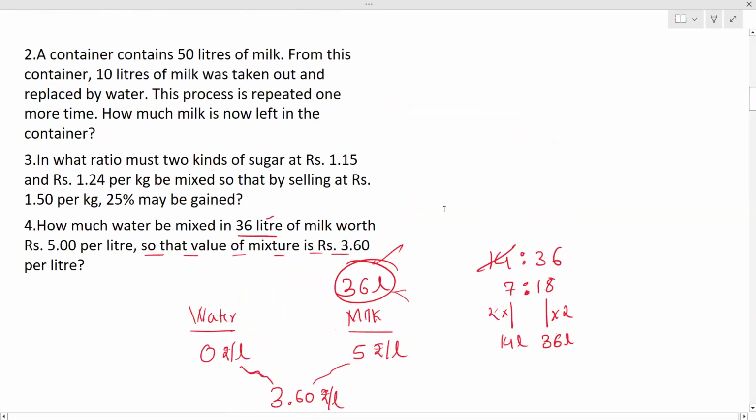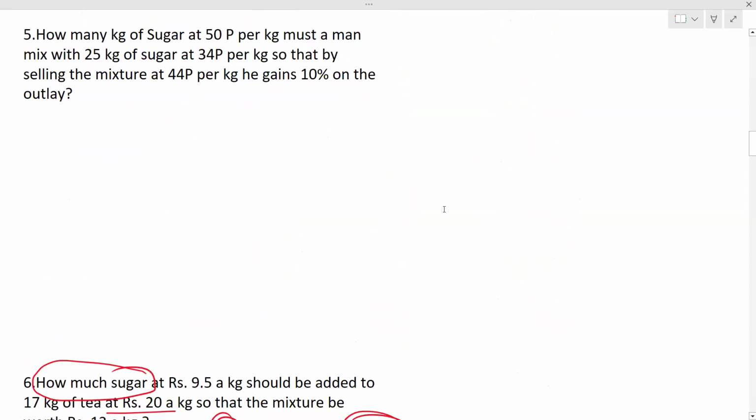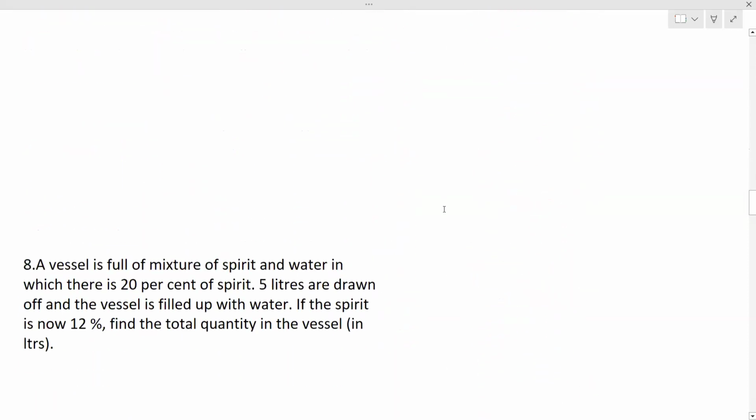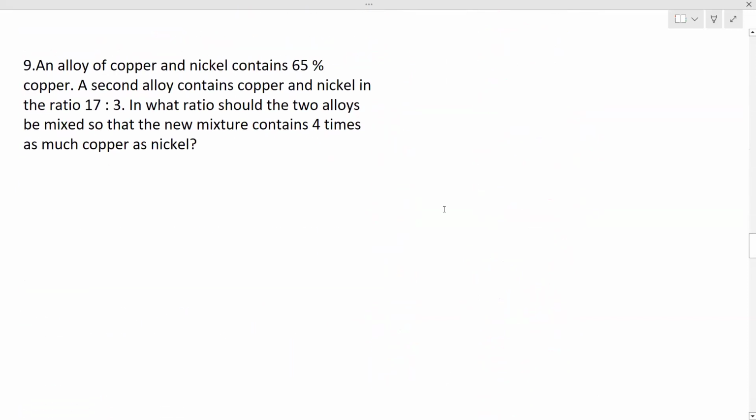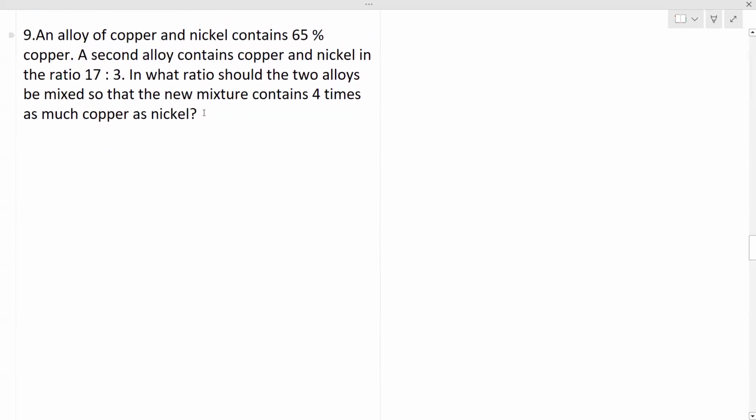Let's go ahead. What will he do to increase the difficulty level of this question? Okay, have a look at this question. What is given? An alloy of copper and nickel contains 65% copper. A second alloy contains copper and nickel in the ratio 17 is to 3. In what ratio should the two alloys be mixed so that the new mixture contains 4 times as much copper as nickel? A very simple question. Everyone, just observe this question. I'll give you a very similar question to solve on your own, but if you understand solving this one question, only then you'll be able to solve the next one. So put your pen and paper down. If you are trying to solve it, please stop and listen to me carefully.